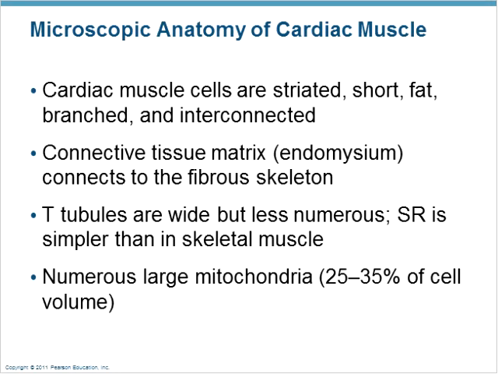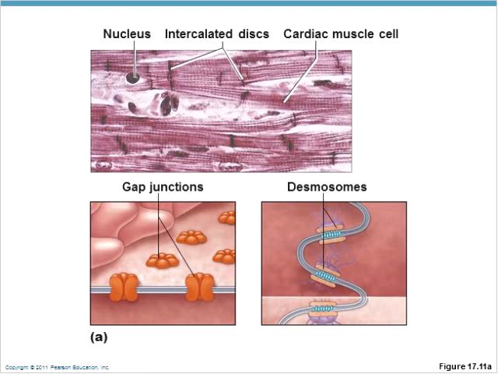We look at the microscopic anatomy of cardiac muscle. We see the cardiac muscles are striated, they're short, they're fat, they're branched, and they're interconnected. The connective tissue matrix, the endomysium, you'll hear that term also, connects to the fibrous skeleton. The T-tubules, as we discussed when we talked about the muscular system before, are wide, but they're less numerous. The sarcoplasmic reticulum is simpler than in skeletal muscles. They have numerous large mitochondria. In fact, 25 to 35% of the cell volume is made up of mitochondria, so many, many mitochondria.